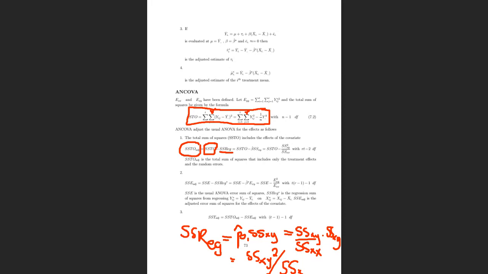So if you can check now, we move to what? To the simple linear regression part. Can we please find SS regression now? We have the information. We have SSXY. We have SSXX. Can we please find SS regression?